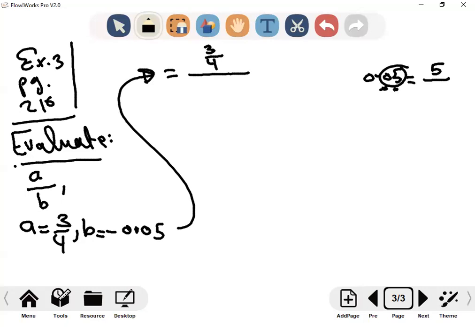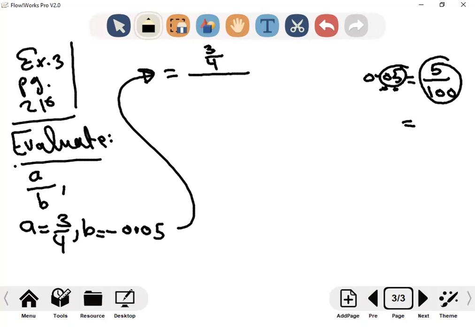2 digits after the decimal means what? 0.5 is 5 over 10. 0.05 is 5 over 100. Now, can we simplify this? Yes, if you can simplify it, do it. It makes this easier. If you don't, keep it the same and do the normal division. At the end, you need to simplify.